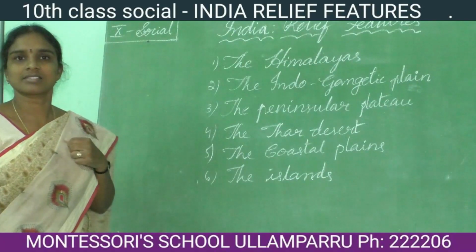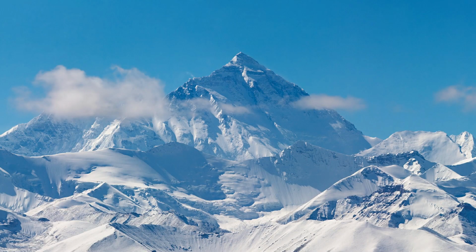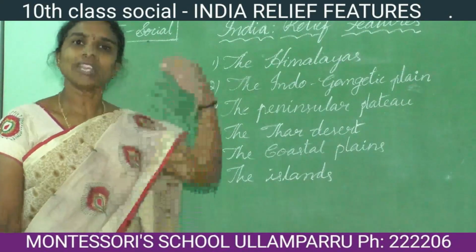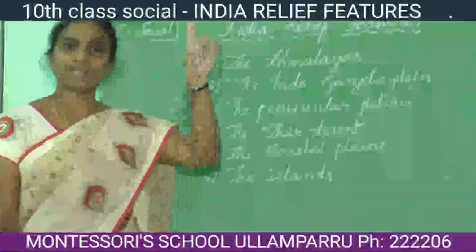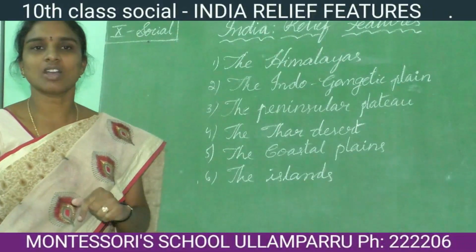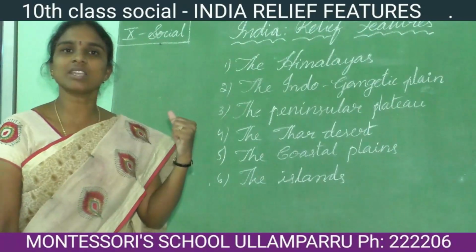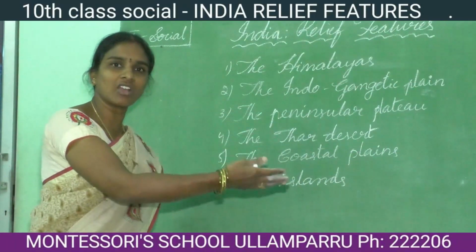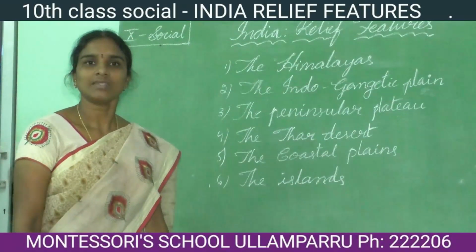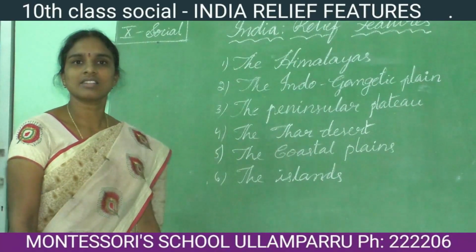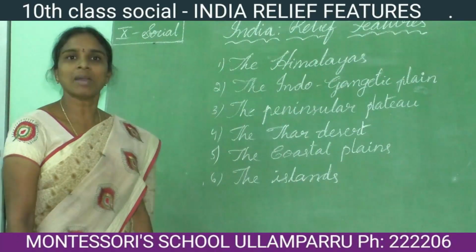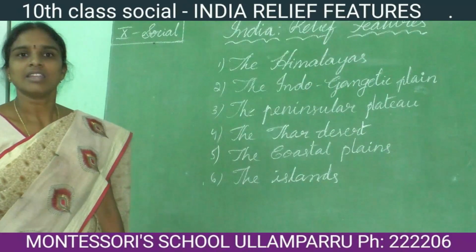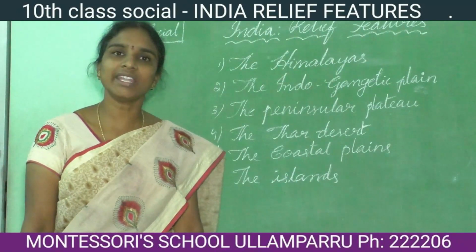Where are the Himalayas? The Himalayas are on the north of India. Coming to the boundaries of India, what is there on north, south, west and east? Himalayas are on the north, the Indian Ocean is on the south, the Arabian Sea on the west, the Bay of Bengal is on the east. Coming to the relief features, I would like to explain from the Himalayas. The Himalayas form the northern boundary to India.